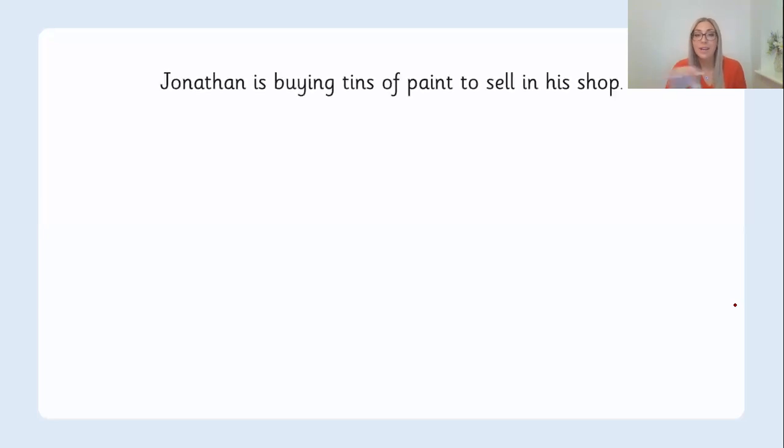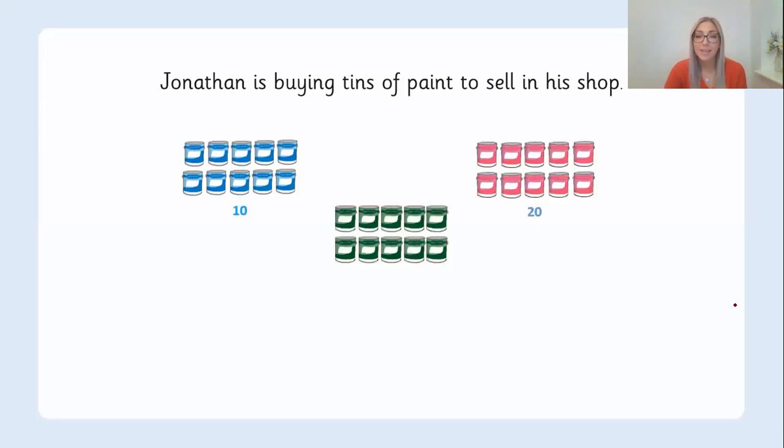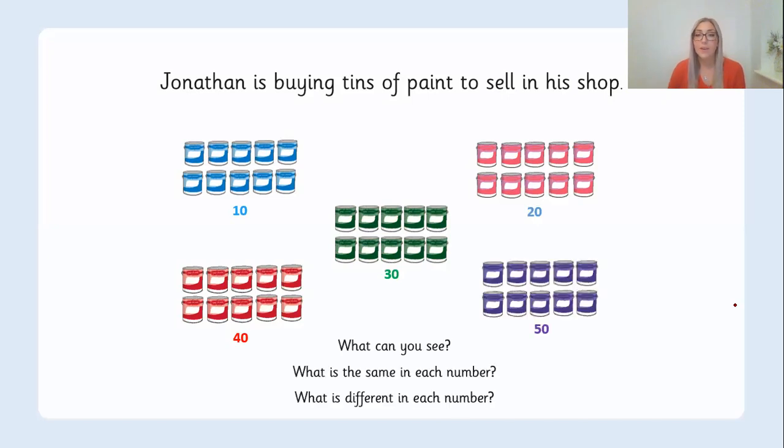Okay, we have got this on our board. It says, Jonathan is buying tins of paint to sell in his shop. Here's some, there's 10, 20, 30, 40, 50. Okay, so what can you see each time when we have looked at those numbers? 10, 20, 30, 40, 50. What do you notice about them? What is the same in each number and what is different?